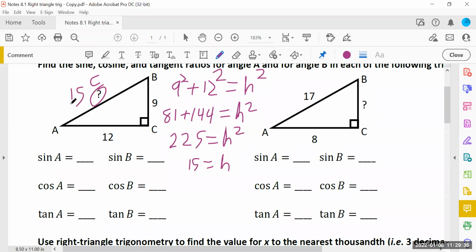And now we've done all the hard work. If I want sine of A, here's A. Sine is opposite over hypotenuse, so 9 over 15. Cosine of A is going to be the adjacent over hypotenuse. So adjacent right there, 12 over 15.